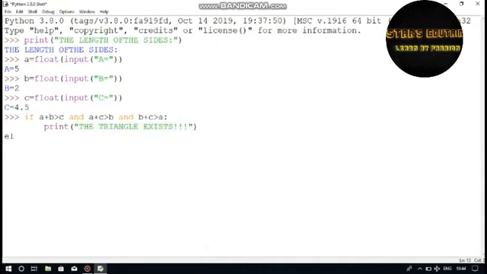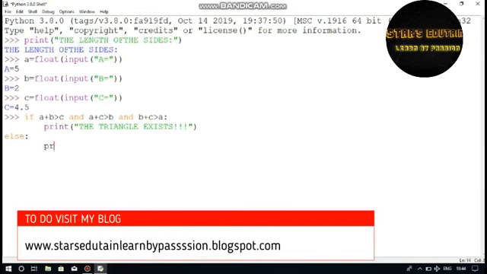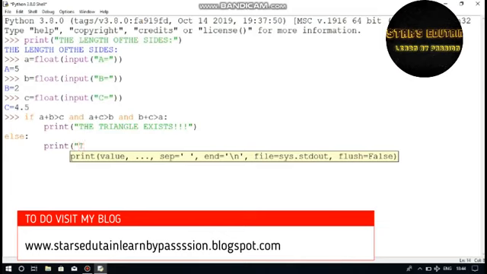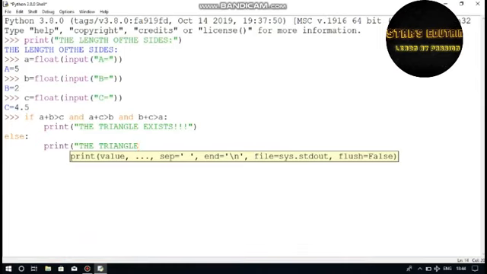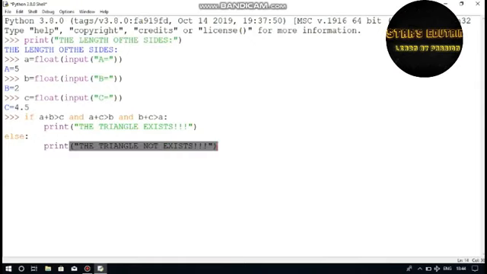Then the else part is to print triangle does not exist. If I run this, then it will give me the triangle exists because the condition is satisfied in the if statement itself.